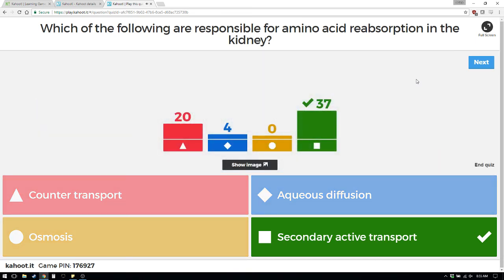Secondary active transport. All right, why is it not osmosis? That's just water. Not aqueous diffusion as well, because why? It's water, and also it requires a transporter in order to get it across, right? So it's not counter transport, because why? Because sodium and amino acids are going in the same direction, right? So it's actually a co-transporter. You guys remember that, right? But why is it secondary active transport?